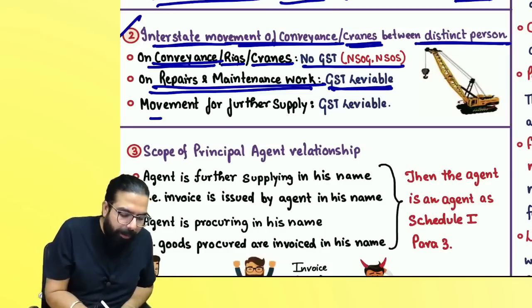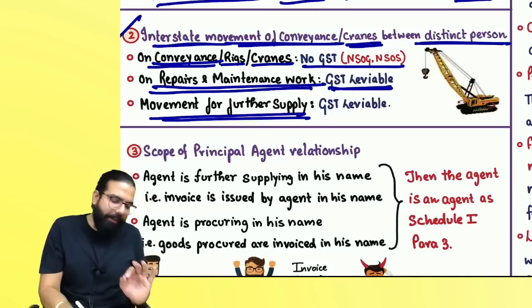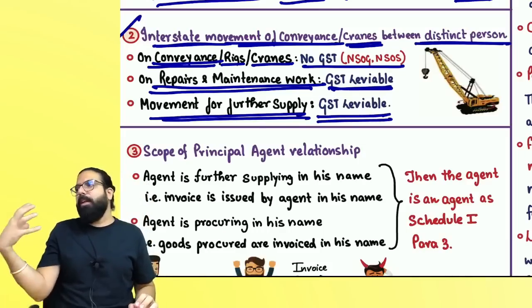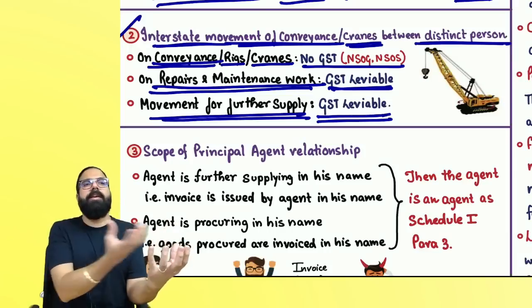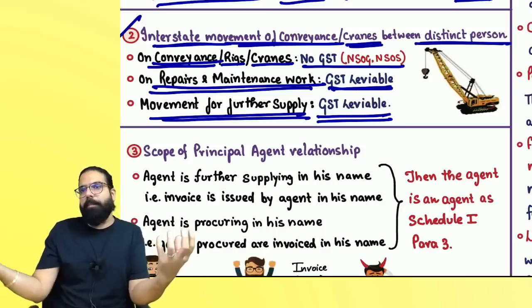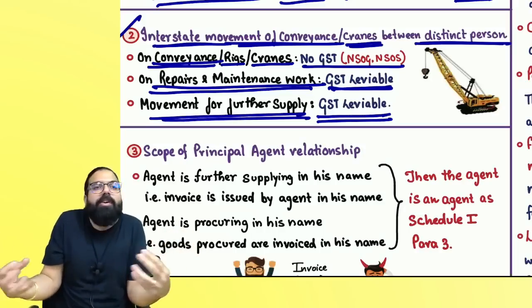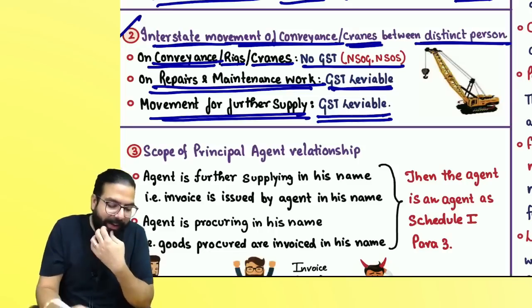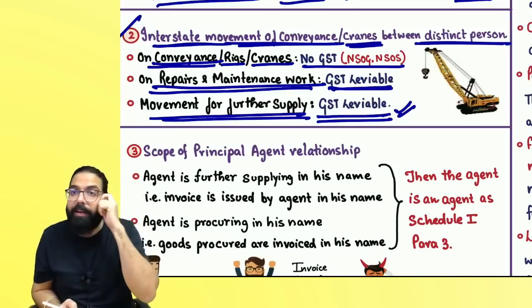And always remember, if the movement is for further supply, then GST will always be levied. Supposing Tata made a truck in the factory in Maharashtra and sent the truck to the showroom in Karnataka, then these are two distinct persons, and for them the truck is not a conveyance, it is goods, and hence GST will always be levied. Can we go ahead, everyone?